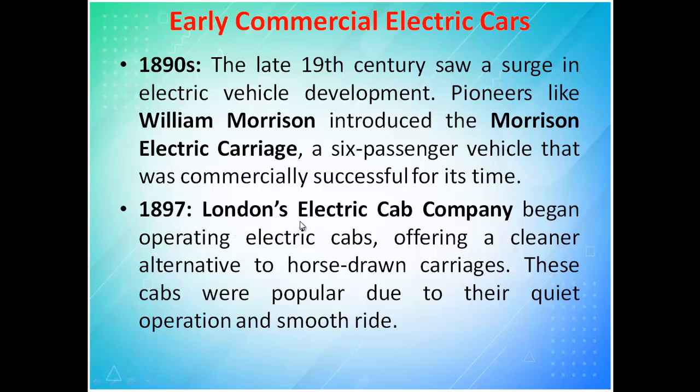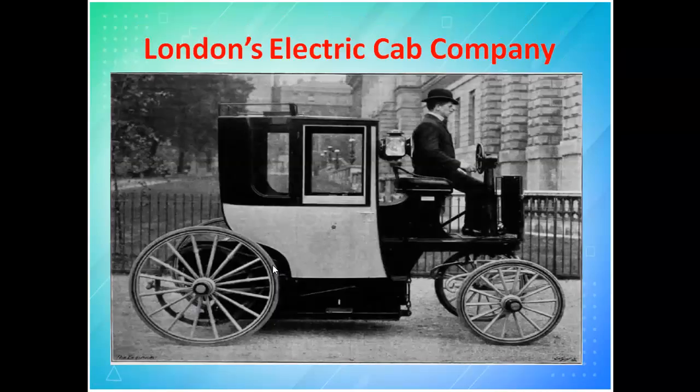In 1897, the London Electric Cab Company began operating electric cabs, offering a clean alternative to horse-driven carriages. These cabs were popular due to their quiet operation and smooth ride. When you ride a horse cab, you will have more jerk due to your horse running. So this was that particular London electric cab. It is like an auto. The driver sits here, the passenger sits inside, and this worked like a cab in London.